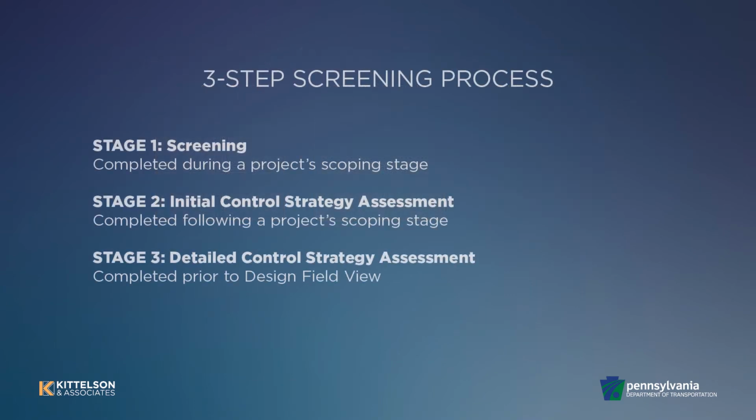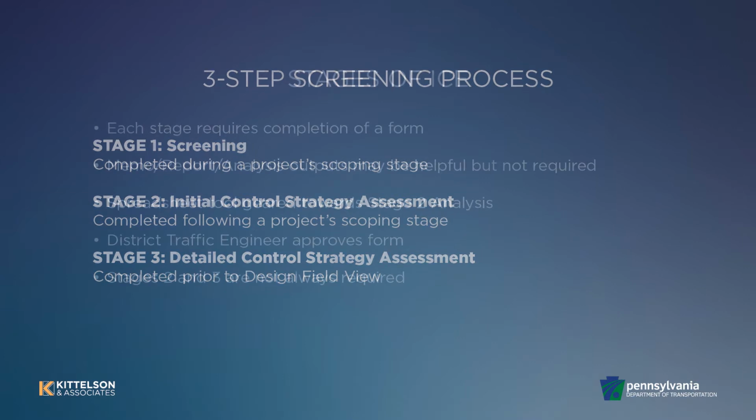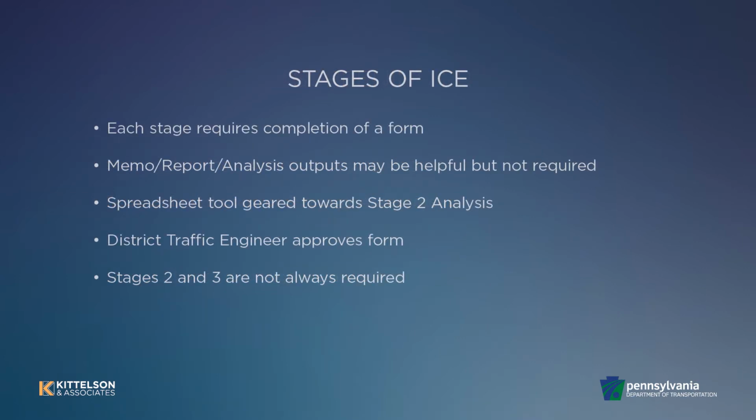Here are the 3 steps of ICE. As previously mentioned, it will be determined on a project-by-project basis if stages 2 and stages 3 are needed. Each stage of ICE is completed by filling out a form. These forms are relatively short and enable consistent reporting of results from project to project. There is a spreadsheet tool geared towards stage 2 analysis, but there are no tools specifically associated with stage 1 or stage 3 beyond those used for a normal traffic engineering study. Forms are approved at the district level by the district traffic engineer.